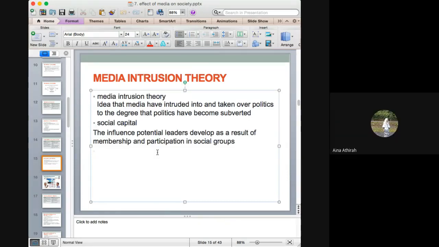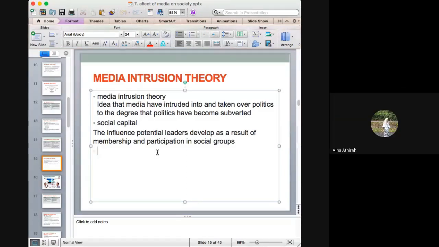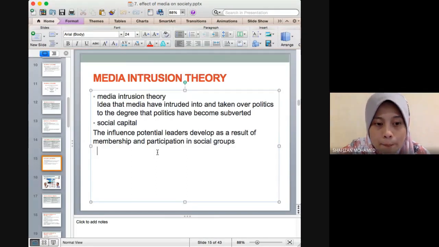Madam, it's similar to cable, isn't it? Yes, cable also, more negative words. For example, you got 10 Cs for your SPM, so you cannot go into public university.